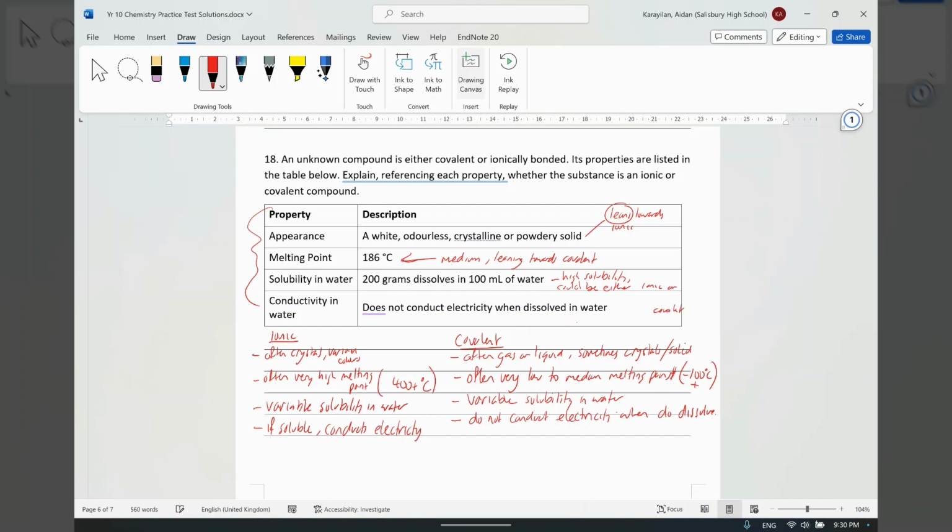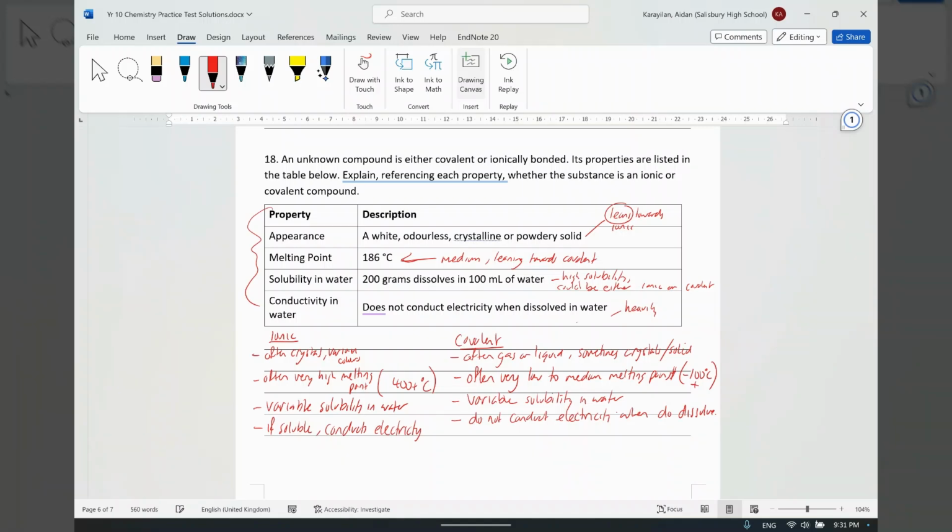Not sure what's happening with the words there, but let's put it over to the side. I think it's messing up with the table. Ionic or covalent. So for example, table salt is ionic, and it dissolves really, really well in water. Similarly, sugar also dissolves really, really well in water, and one of them is ionic, one of them is covalent. Now the last one is, if it dissolves in water, which ours does, does it conduct electricity? And it says it does not.